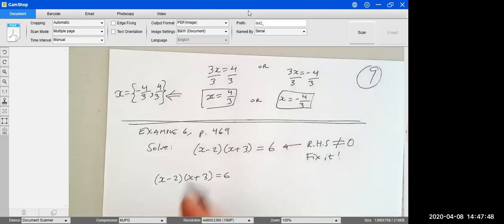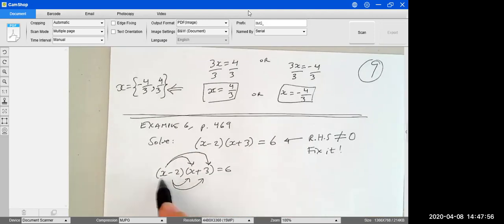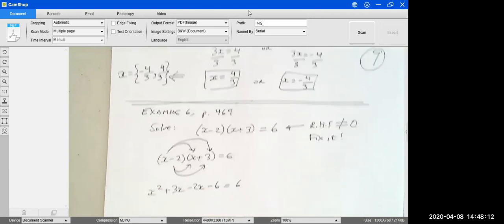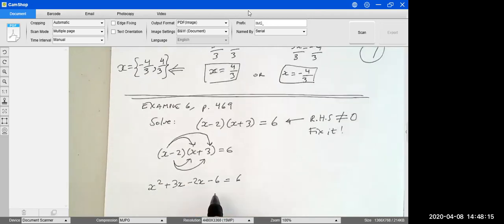So we're going to multiply, applying the distributive property here, applying the distributive property here. So I'm going to have x times x is going to be x squared. X times 3 is going to be 3x. Then negative 2 times x is going to be negative 2x. And finally, negative 2 times 3 is going to be negative 6 equals 6. Then we combine like terms. So you're going to have 3 minus 2 is going to be 1x minus 6 equals 6.